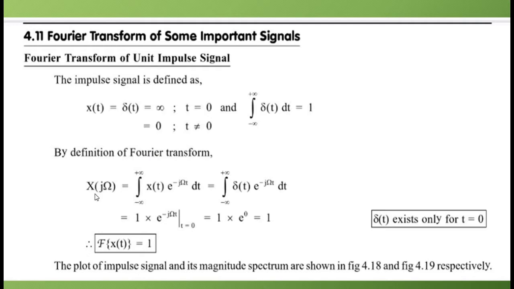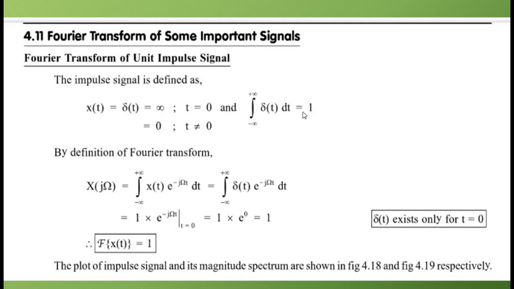Now, by definition of Fourier transform, x of j omega is nothing but integral minus infinity to plus infinity x of t e power minus j omega t dt. So here let us substitute the x of t. X of t here is nothing but the del of t signal. So integral minus infinity to plus infinity del of t e power minus j omega t dt. So let us use this expression.